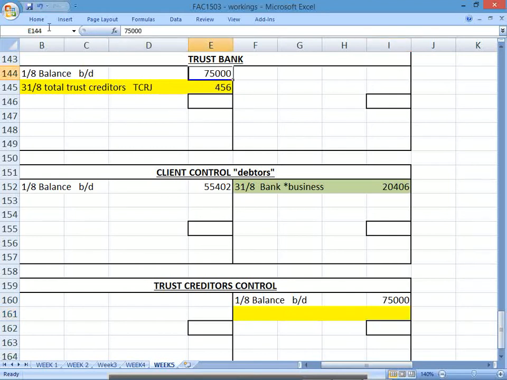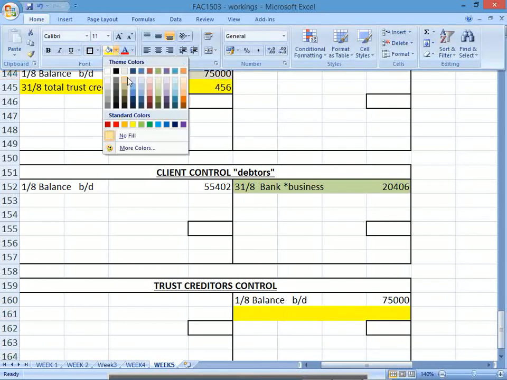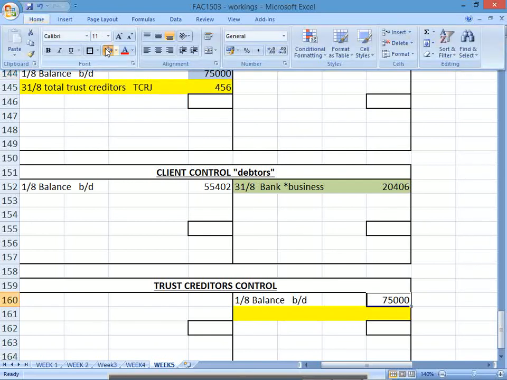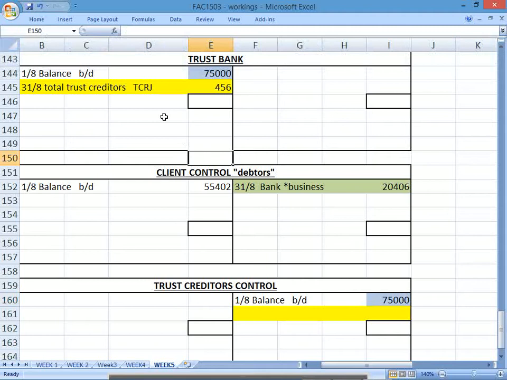This amount there should be the same as the amount there. Why? Because you create the trust bank from the trust creditors. And then obviously there's going to be payments and receipts and all of that stuff. And at the end of the day, it's going to balance out. It must, because what you collect from your client must be paid out in terms of their payments or given back to them. It's actually not that bad. It's just thinking again along the lines of what's yours and what's theirs. That's all.